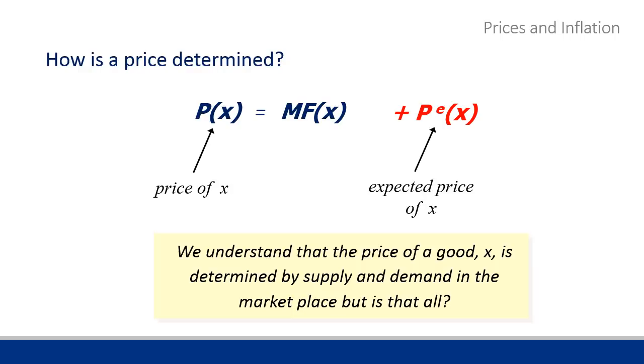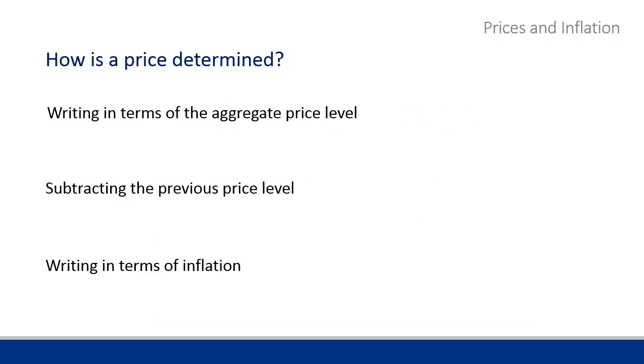So the price of X is driven by the market fundamentals, plus the expected price of good X. Now we can work with this and write this relationship in the previous slide in terms of the aggregates. We can say that the aggregate price P is driven by the aggregate market fundamentals, excess supply or excess demand in the economy, plus the expected price level. So if we expect prices to rise, then they will.